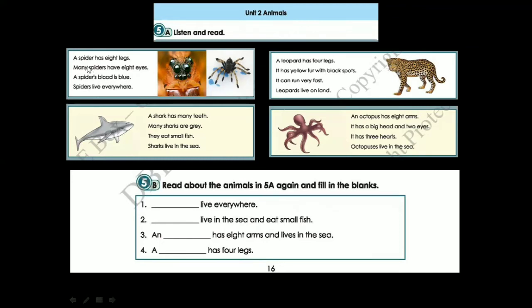So let's read together. A spider has 8 legs. Many spiders have 8 eyes. A spider's blood is blue. Spiders live everywhere.